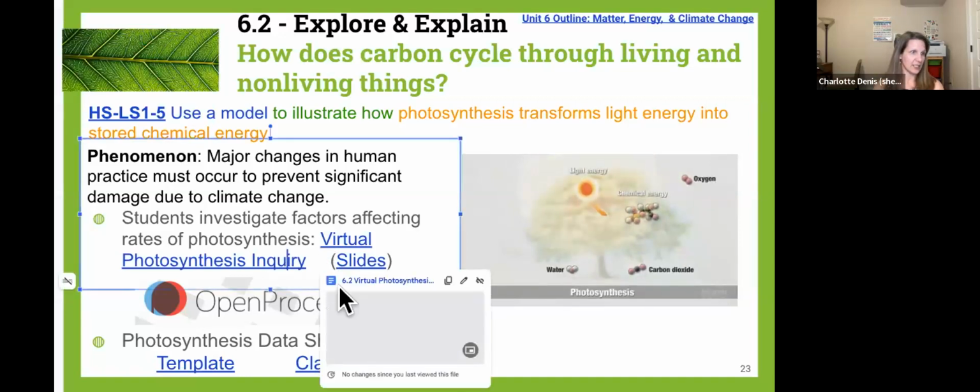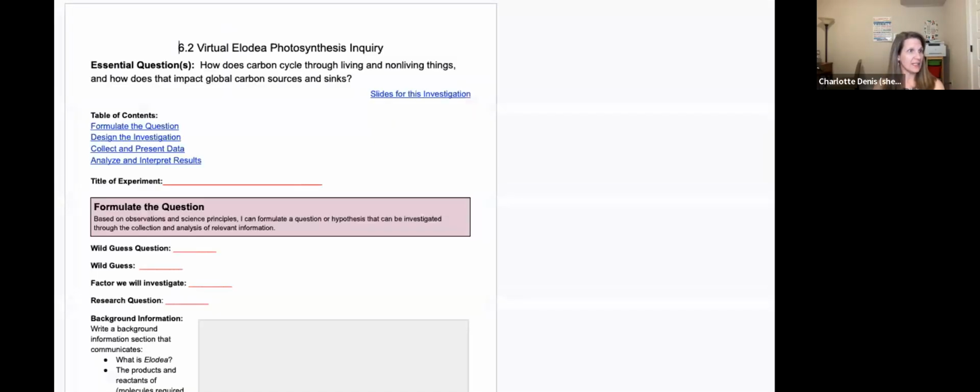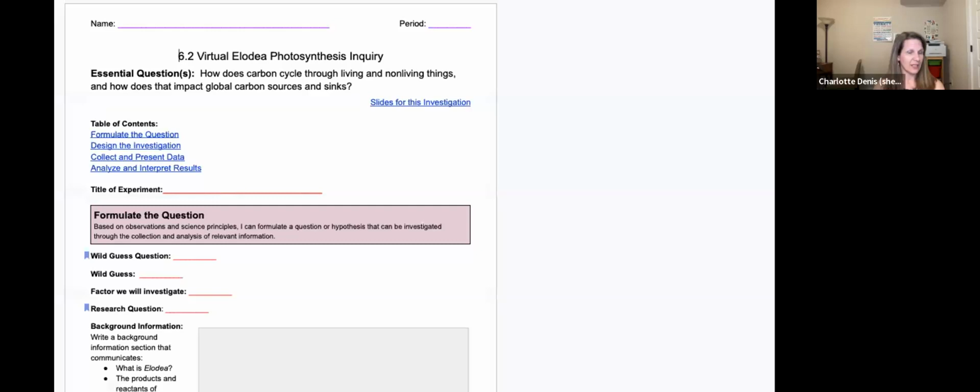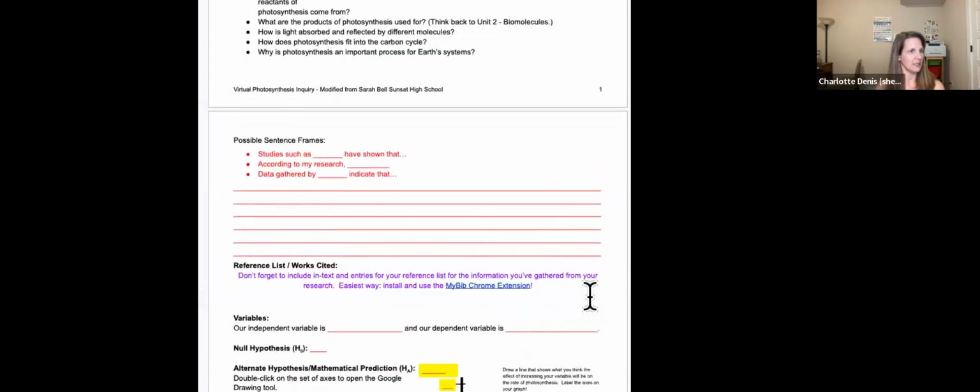So there's a link to this here, what the students would do, and some slides, of course. And in this lab, the students are assigned a variable, and the 3 variables that are possible to study in this lab are carbon dioxide concentration, the color of light, and I am blanking.